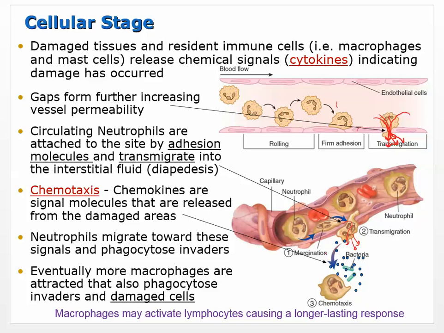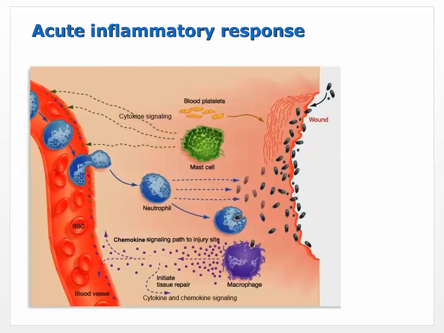So this is what's happening. These are a couple of stages of the inflammatory response. Macrophages may activate lymphocytes, causing a longer-lasting response, and that's where it triggers the adaptive immune response. It really depends on whether or not your body can manage it locally before it goes systemic. It tries to manage it locally.